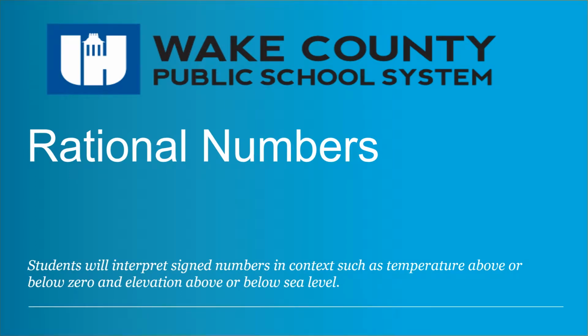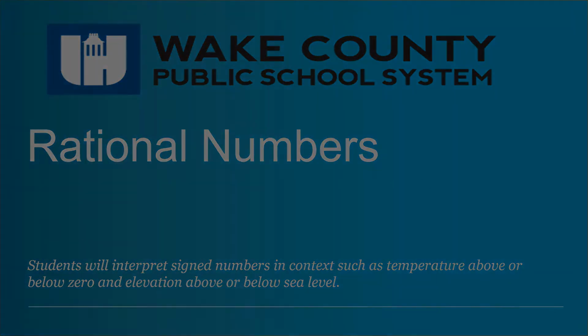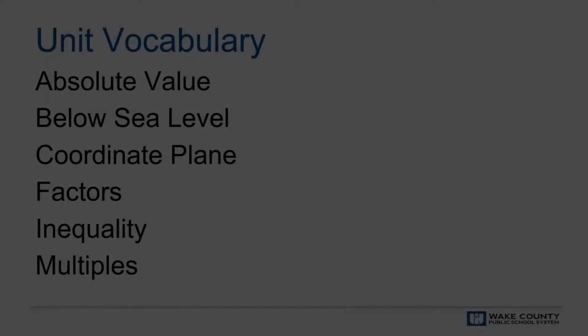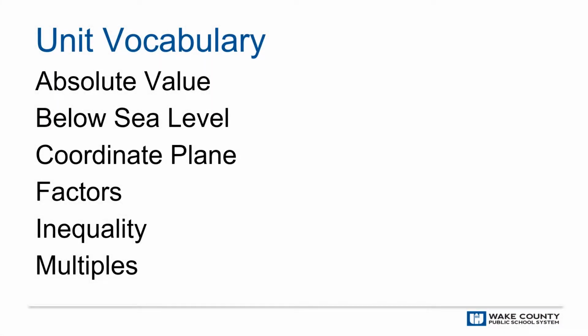Rational numbers. Students will interpret signed numbers in contexts such as temperature above or below zero and elevation above or below sea level. The unit vocabulary for this unit: absolute value, below sea level, coordinate plane, factors, inequality, and multiples.